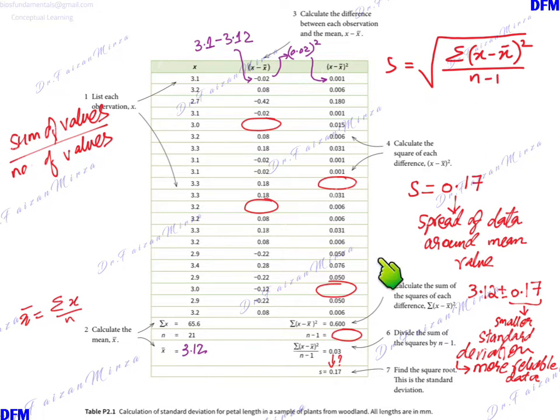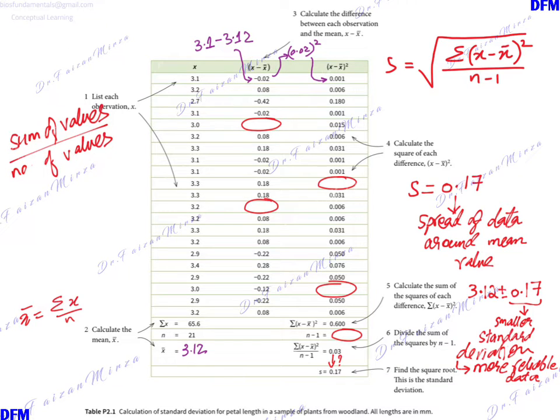I'll divide by n minus 1. N was 21 because these were 21 petals. I subtract 1 from 21 and place the value in the denominator. I'll calculate the answer by dividing, and then I'll take the square root of this, and my standard deviation comes out to be 0.17. You can work this out how I've explained to you, and you can see whether the answer is coming 0.17 or not.